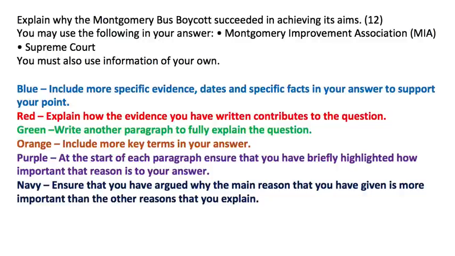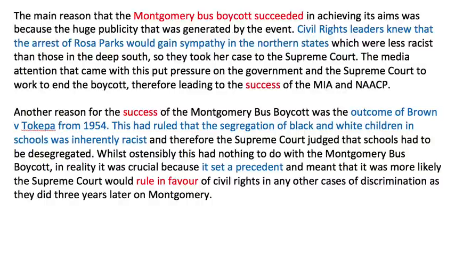So pause if you need to, have a look at this example and use it to help you do some green pen. On to the second question, which is explain why the Montgomery bus boycott succeeded in achieving its aims. We've done loads of questions like this. And you can see all the different targets down here, and I've tried to colour code things in my example answer. I've only done 2 paragraphs.